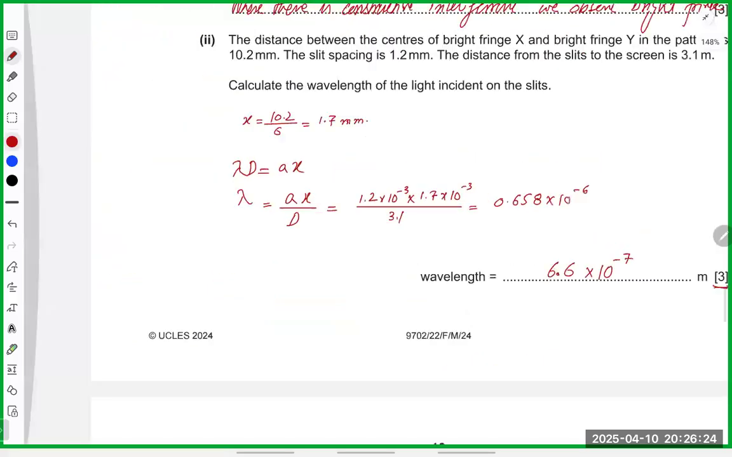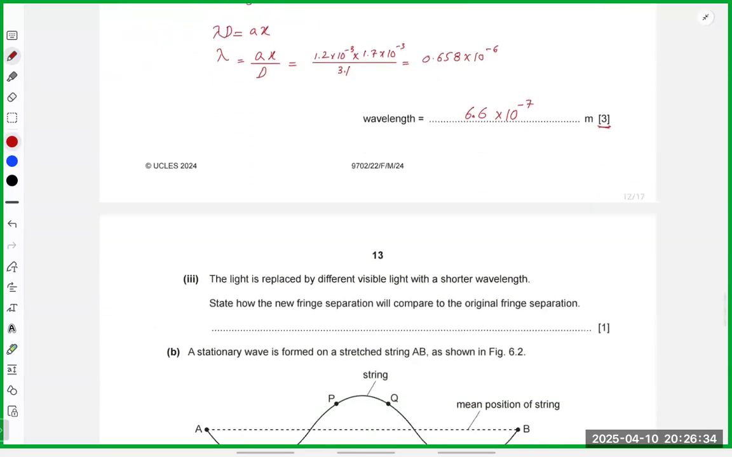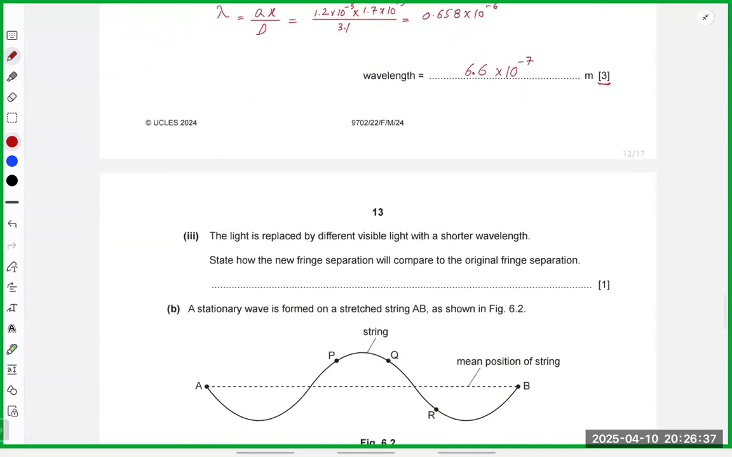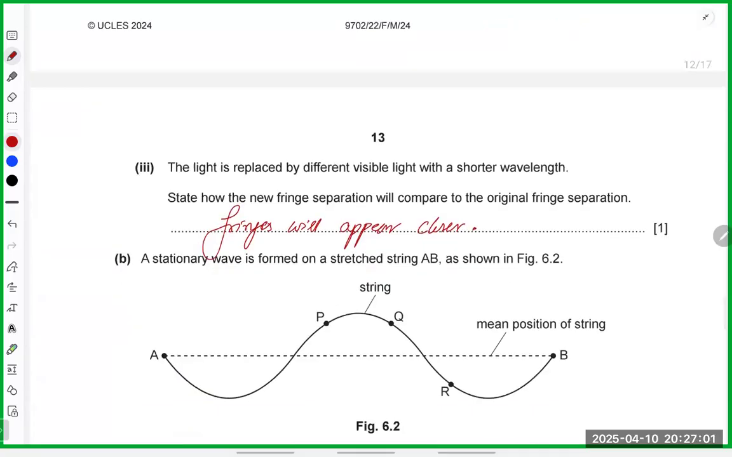So it is visible light, okay? Because it is between 400 to 700 nanometers. Most probably very close to orange, I guess. The light is replaced by a different visible light with a shorter wavelength. State how the new fringe separation will compare to the original fringe separation. Fringes will appear closer. Okay. Smaller fringe separation.